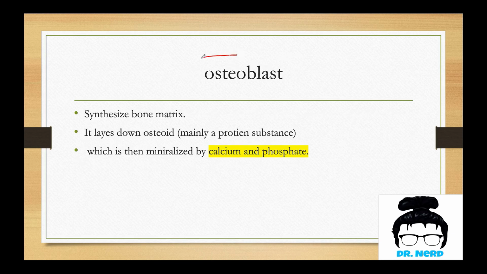So back to the osteoblasts. They synthesize the bone matrix like I told you, but how do they do that? So first, they lay down the osteoid, which is mainly a protein substance and is non-mineralized. After that, it is mineralized by the calcium and phosphate, making it into the matrix.